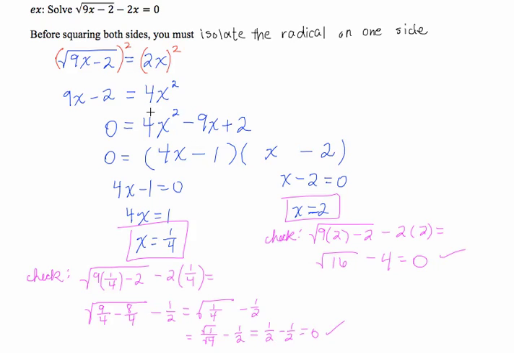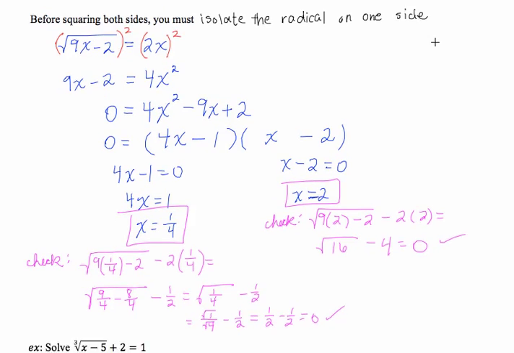Okay, so if you have a radical equation and the radical is not by itself, remember to isolate the radical on one side of the equation first. Get it completely by itself before you square both sides.